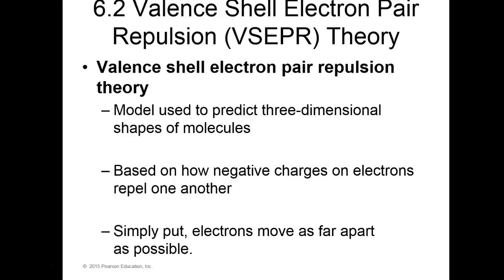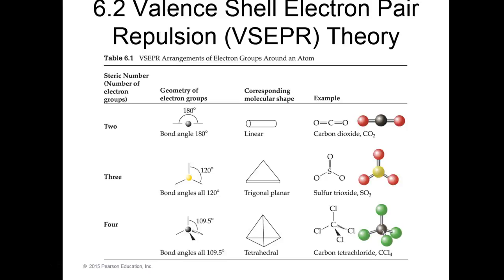All right, so valence shell electron pair repulsion theory, VSEPR. This is a model used to predict the three-dimensional shapes of molecules. It's based on how negative charges on electrons repel one another. Simply put, electrons move as far apart from each other as possible. Here's an example. If there's just two, you're going to have a bond angle of 180, linear, as seen in carbon dioxide, CO2. If you have 3, all the bond angles are 120 degrees, such as sulfur trioxide. If you have 4, all the bond angles are 109.5, or tetrahedral.